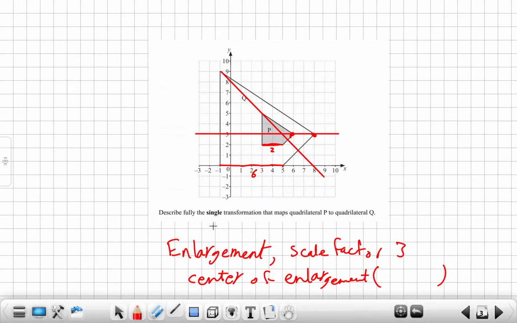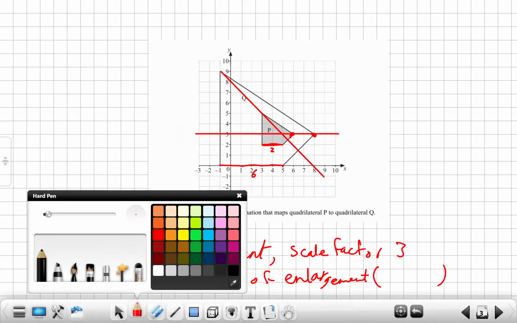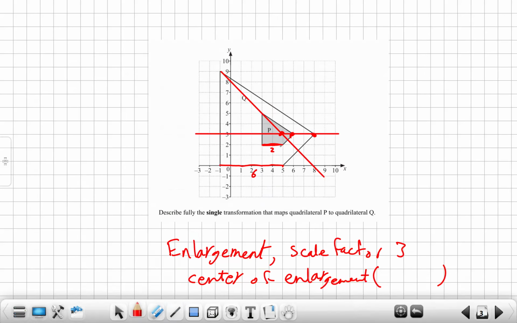So where do they meet? Both lines that I connected over here, where do they meet? They meet over here, which is center what? (5, 3). So the center of enlargement is (5, 3). All right, next question.